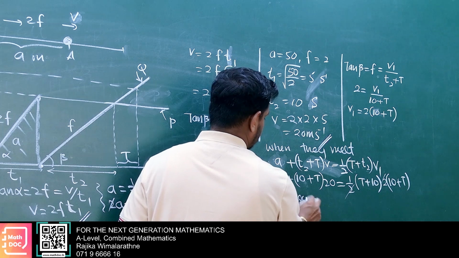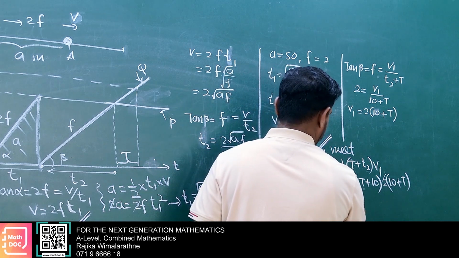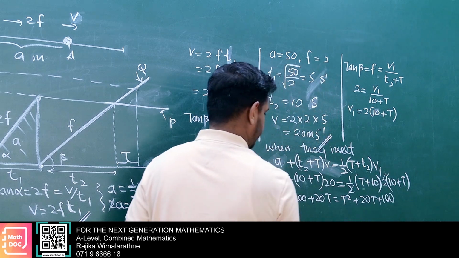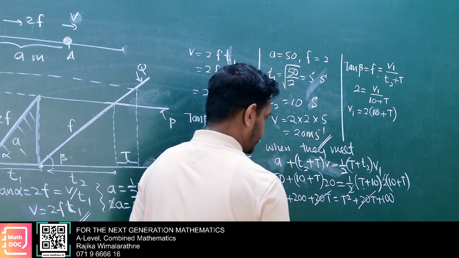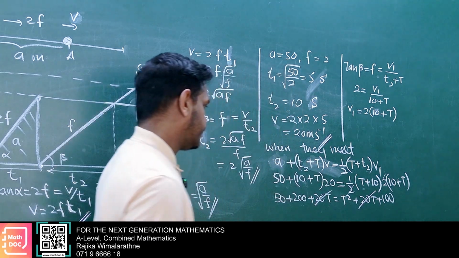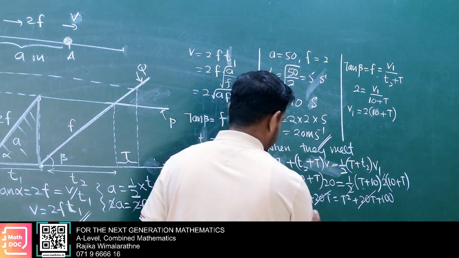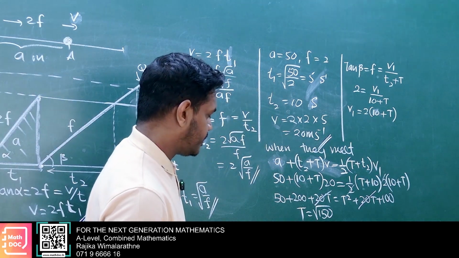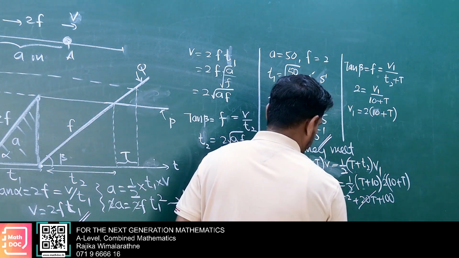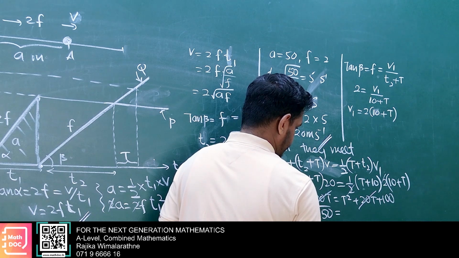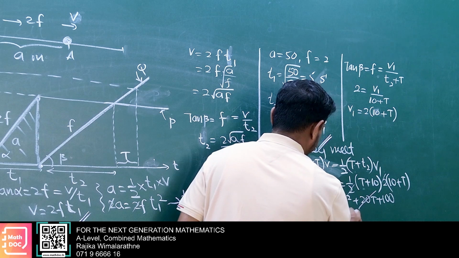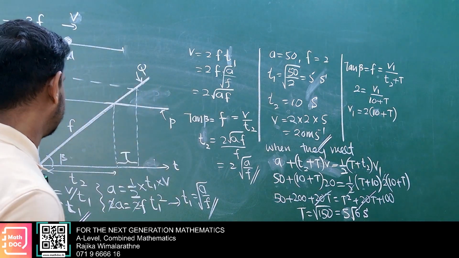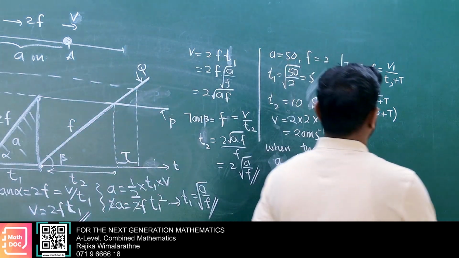50 plus 200 plus 20T equals T squared plus 20T plus 100, a binomial expansion. The 20T terms cancel, so T squared equals 150, and T equals root 150, which is 5 root 6 seconds.